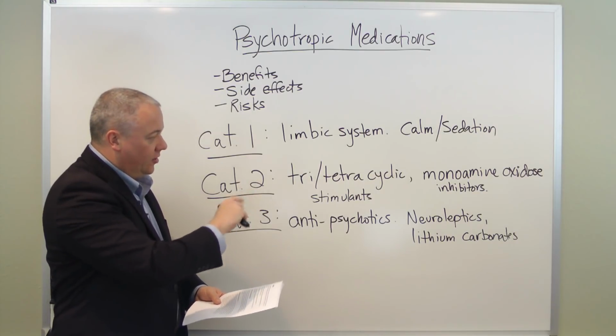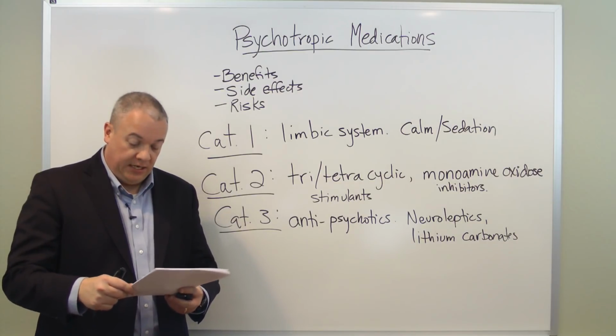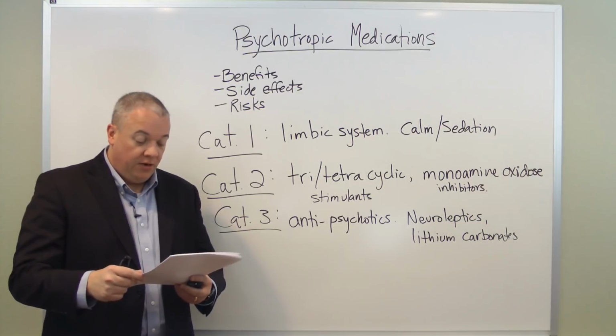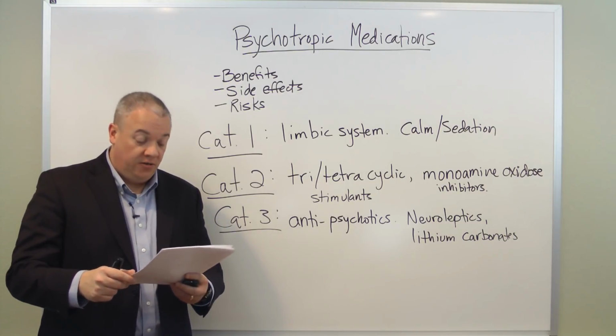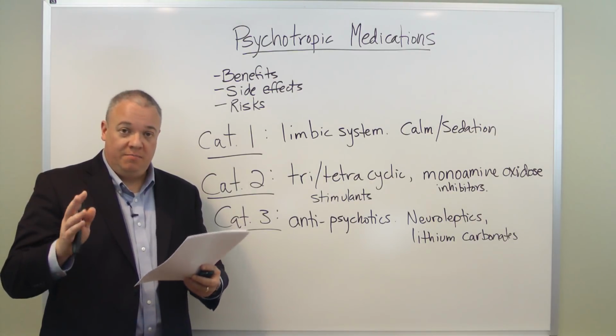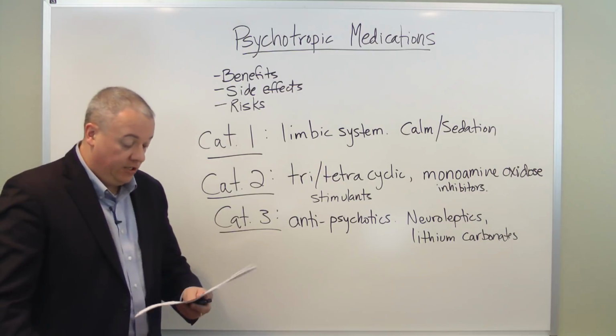They're the antipsychotics, the neuroleptics, the lithium carbonates, and there are 5 families of antipsychotics: the phenothiazines, the thioxanthines, the butyrophenones, the indolines, and the dibenzazepines are the main families within category 3 psychotropic medications.